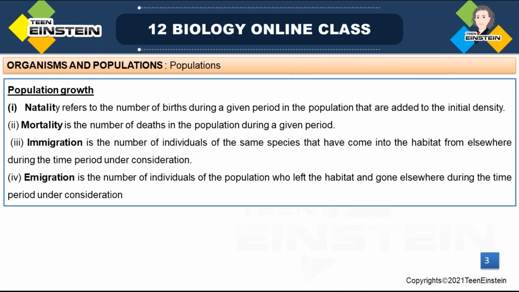For example, food availability, then weather. If sufficient food is available, it helps in the growth of that population. If there is a fight or competition or a scarcity of food, then how can that population grow?